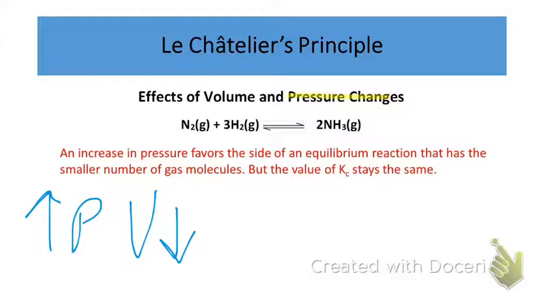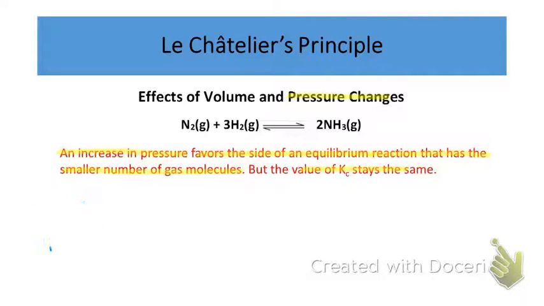So how do we determine which way the equilibrium will shift if we change the pressure? Well, I kind of put a hint in your notes. An increase in pressure favors the side of an equilibrium reaction that has the smaller number of gas molecules. Again, make note that pressure changes do not change Kc. So let's look at this idea about increasing pressure favoring the reaction side that has the smallest number of gas molecules.